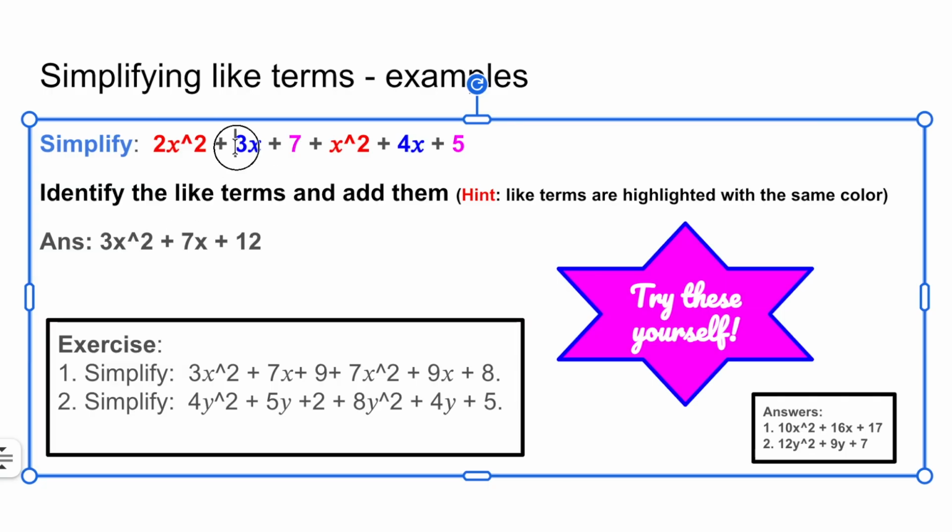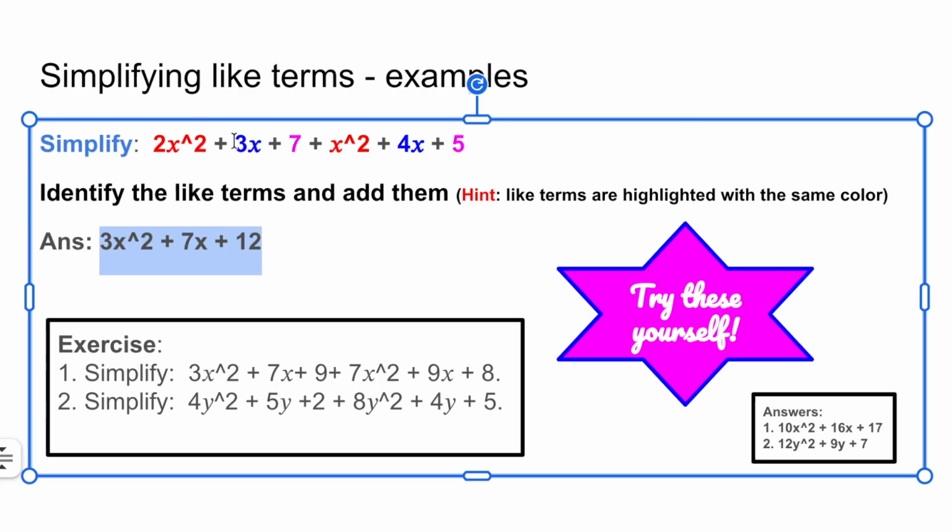Then go to the next step, 3x plus 4x. That becomes 7x. 3 plus 4 is 7 and x remains the same, 7x. 3 apples plus 4 apples becomes 7 apples. 2 apples plus 1 apple becomes 3 apples. Then constants are added just like that. 7 plus 5 is 12. So the simplification of this expression is this.